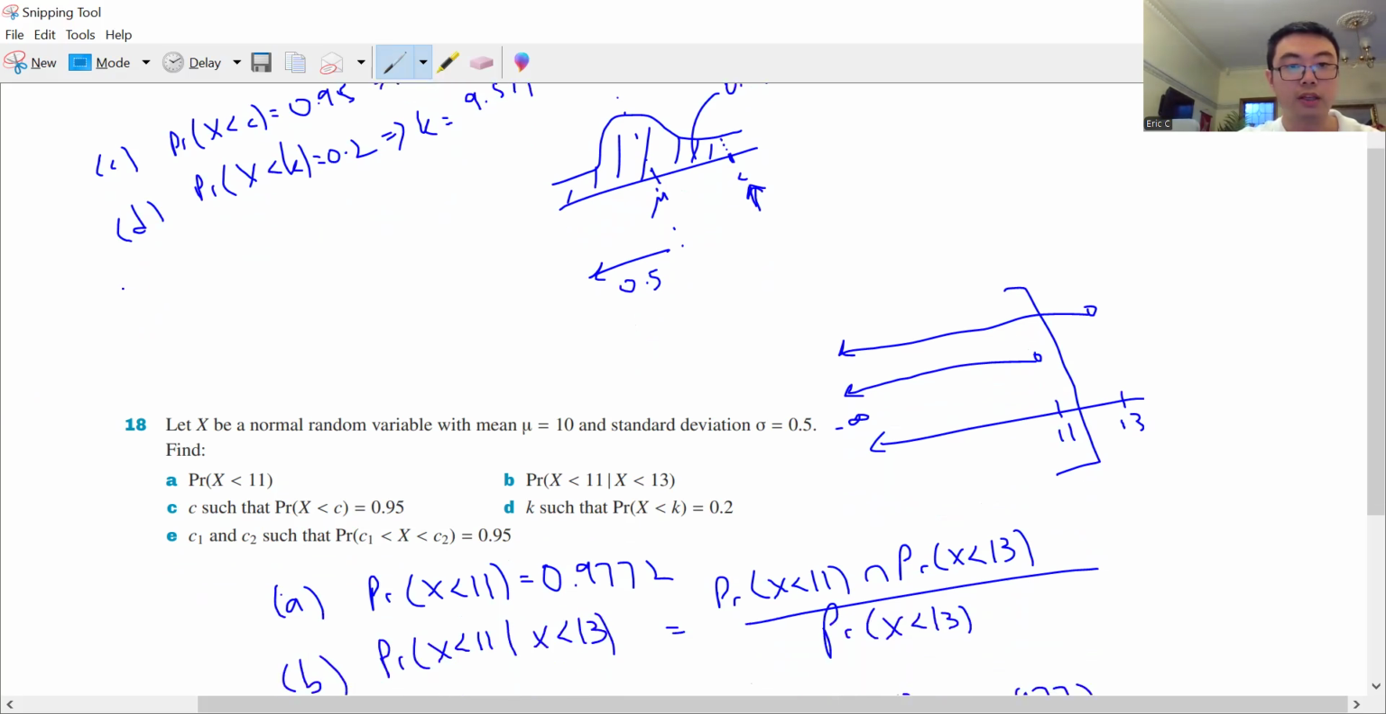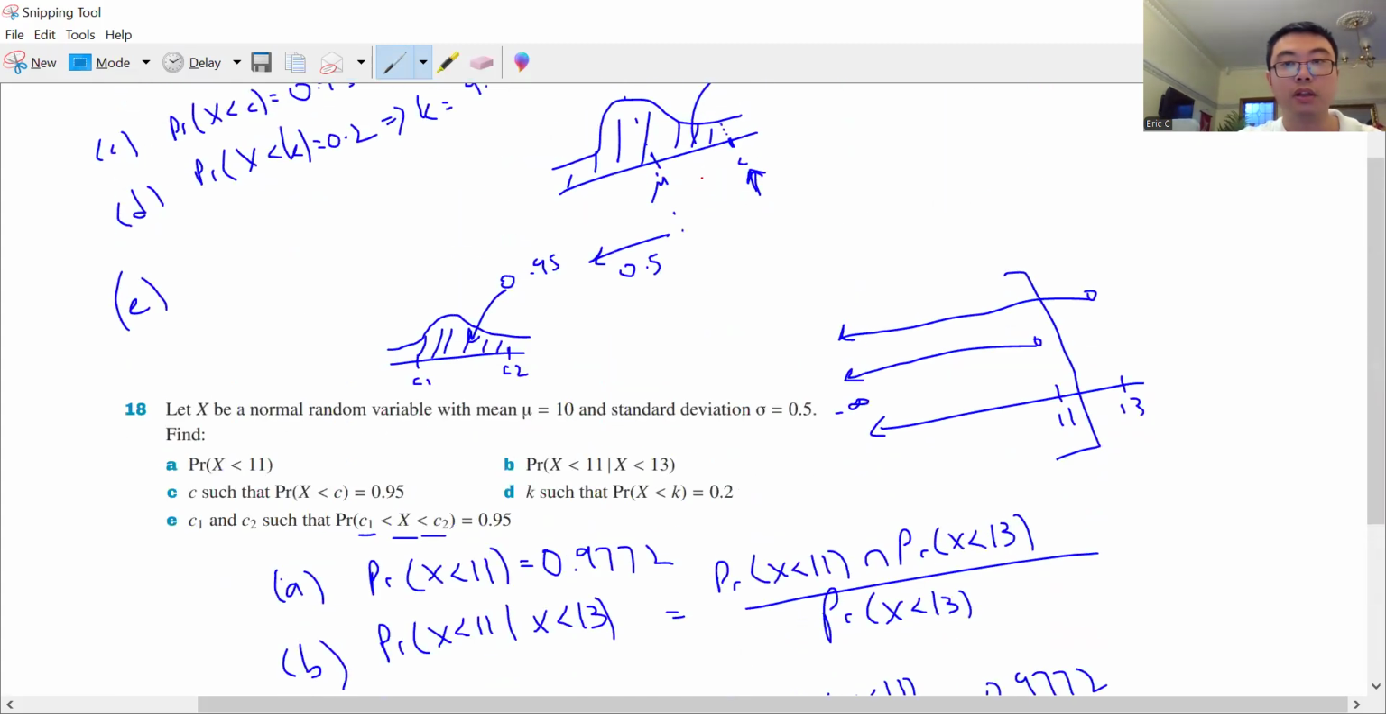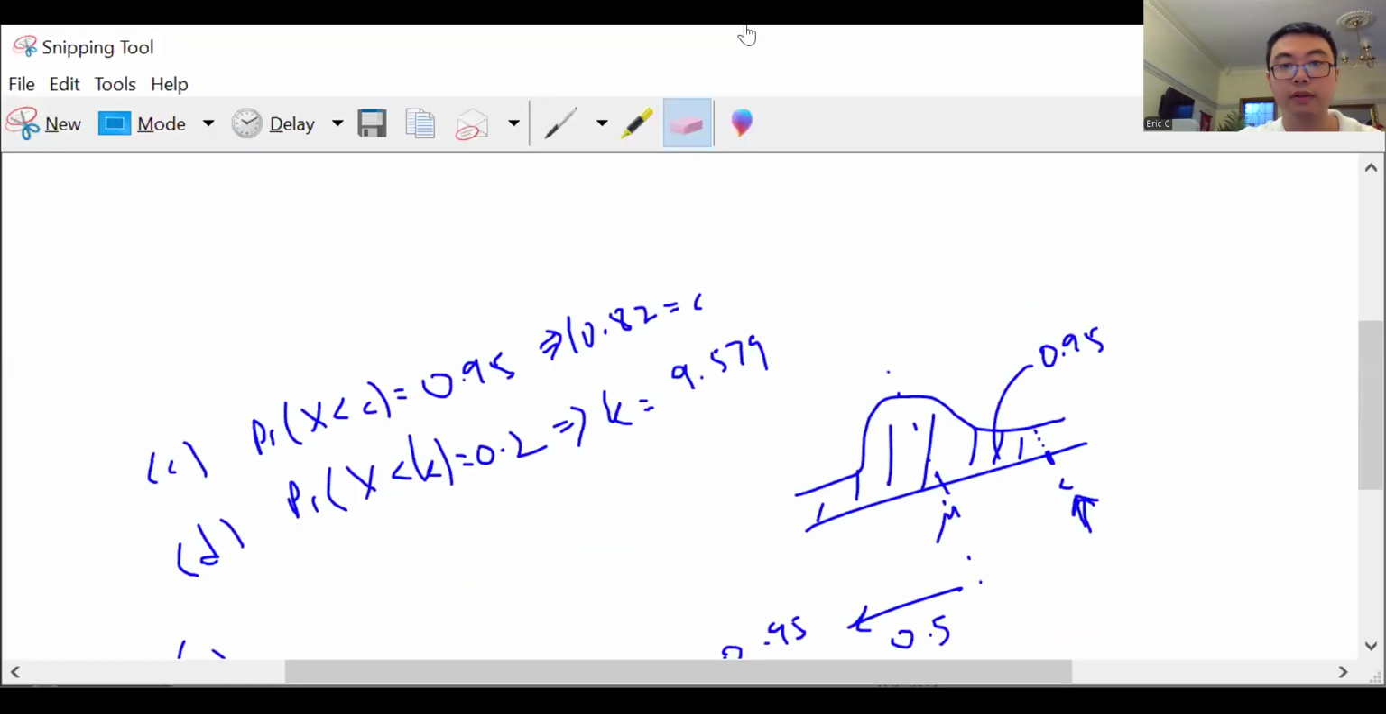All right, so for part E, is to find C1 and C2. So probability of C1 less than X, and then less than C2 is equal to 0.95. So what we're looking for from a graph perspective, so these are normal, and then C1 and C2, this is symmetrical. So that means this area on the graph is going to be 0.95.